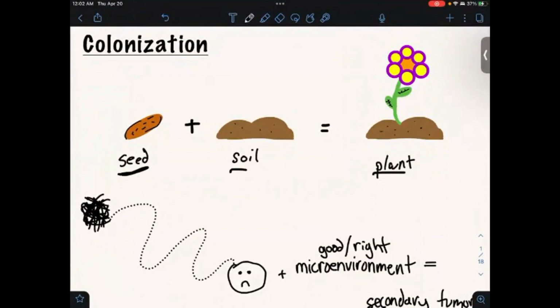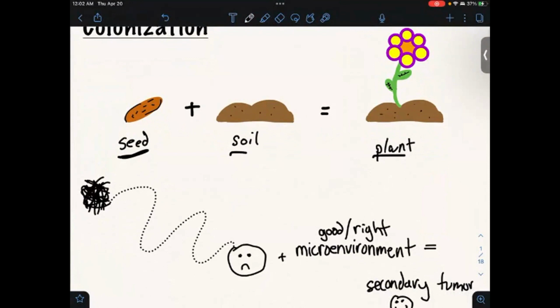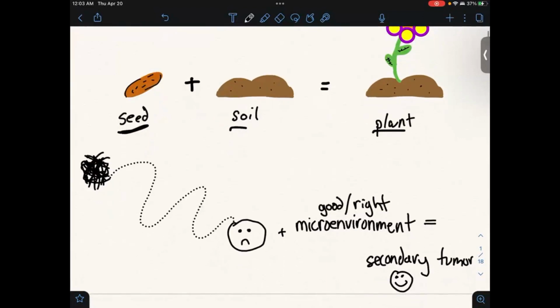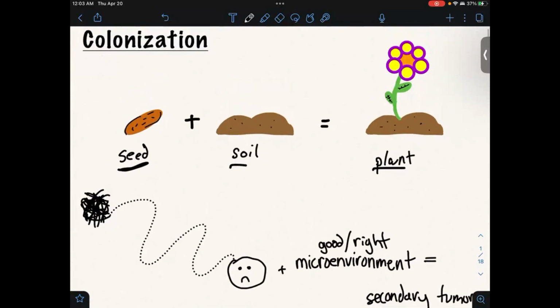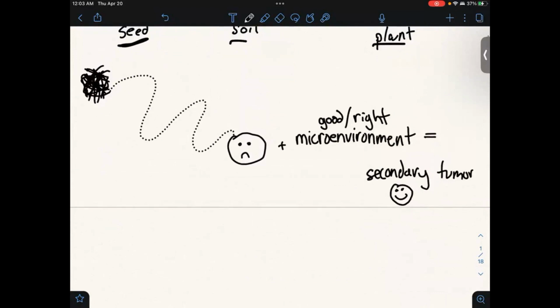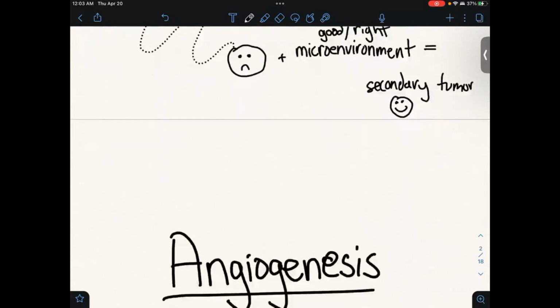In this similar vein, the cancer cell that traveled so far away from the primary tumor needs the right microenvironment in order to proliferate and become the secondary tumor. It needs the right area and the right nutrients and the right environment in order to become big. So what is one way that a cancer cell can do this?